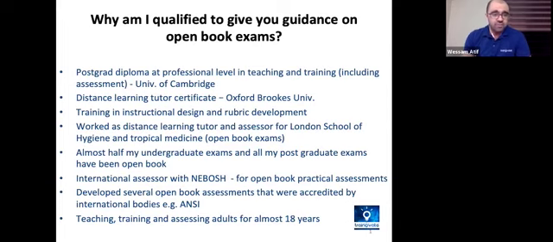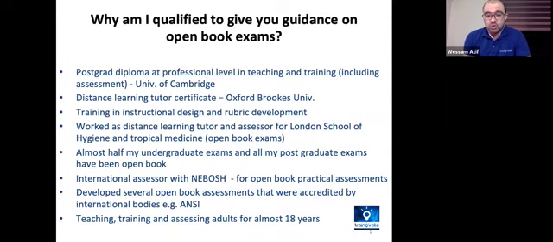So why would I be qualified to do so? Well, I have a postgraduate diploma at professional level in teaching and training from Cambridge. This includes assessment. I was a distance learning tutor with the London School of Hygiene and Tropical Medicine. I have a distance learning tutor certificate from Oxford Brookes University, training and instructional design and rubric development training. And I've done a lot of examinations myself as a student in my undergraduate and postgraduate adult life.